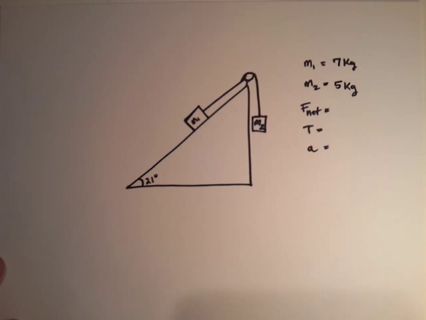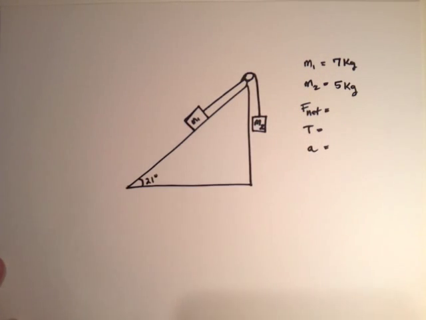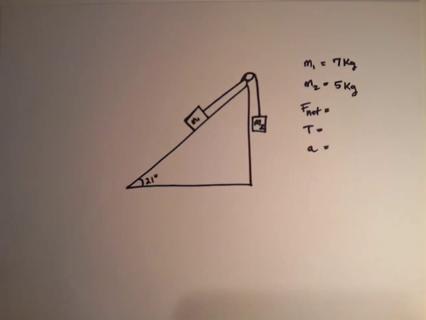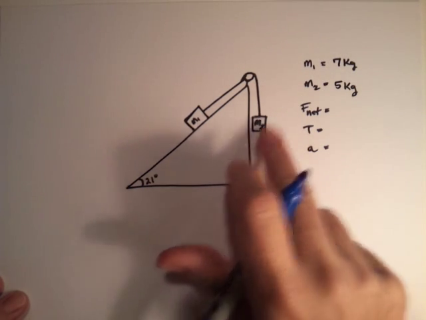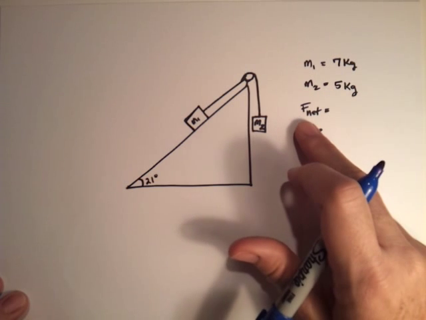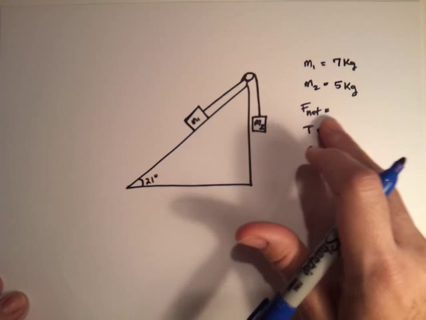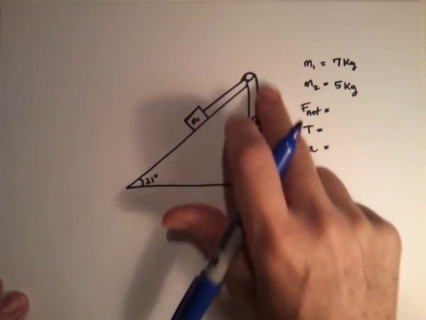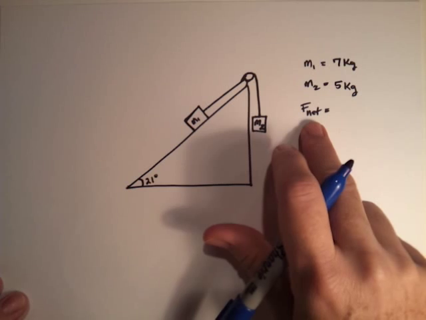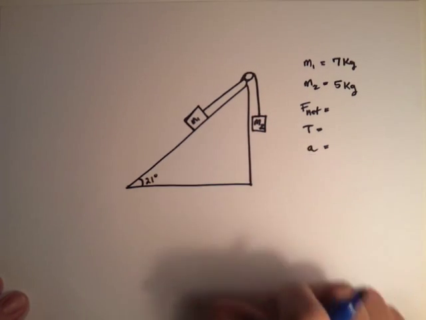Okay, so we have an inclined plane with a pulley. Alright, so the first thing we want to do is to label all the forces that we have. We have two boxes, two masses. Mass 1 is 7 kilograms, mass 2 is 5 kilograms. We're looking for our net force, which is going to cause the object to move one way or the other. It's going to accelerate in the direction of that net force. We're looking for the tension. We have one rope, we have one tension, and we're looking for the acceleration.